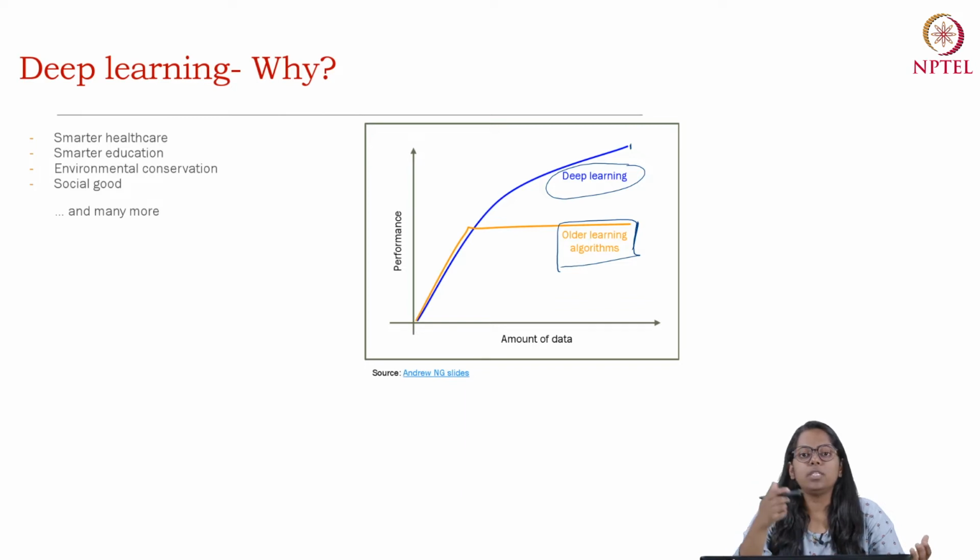Now, apart from these, deep learning can also be used for other socially relevant topics. For example, environment conservation or other social good. For example, identifying fake news or identifying hate speech and even combating such activities. And definitely, apart from just these few applications that we mentioned, there are a lot more applications where deep learning is actually used in daily life.